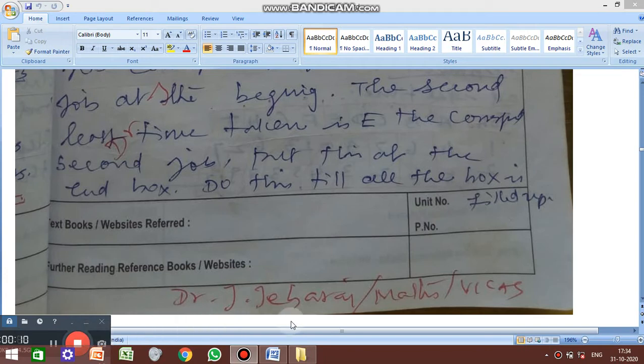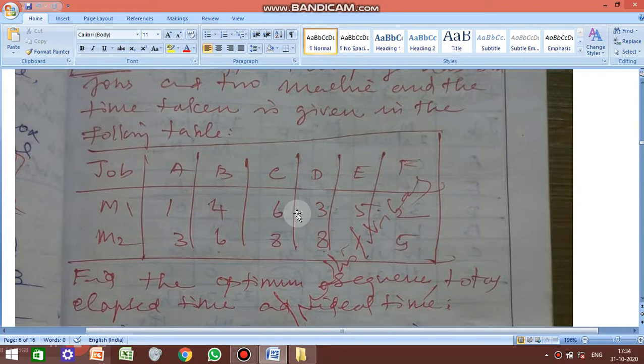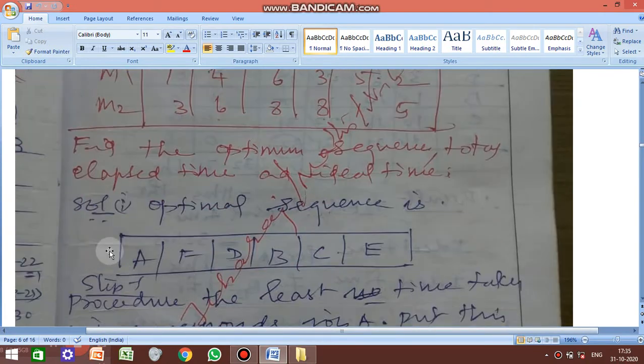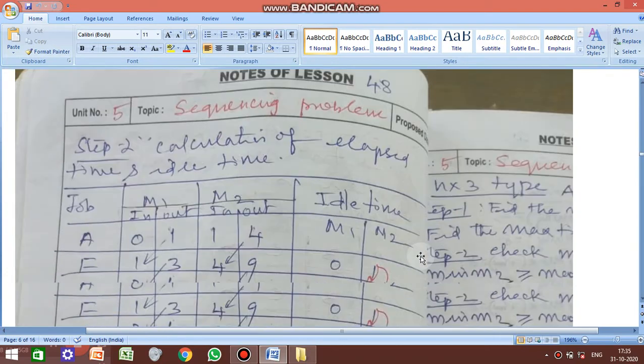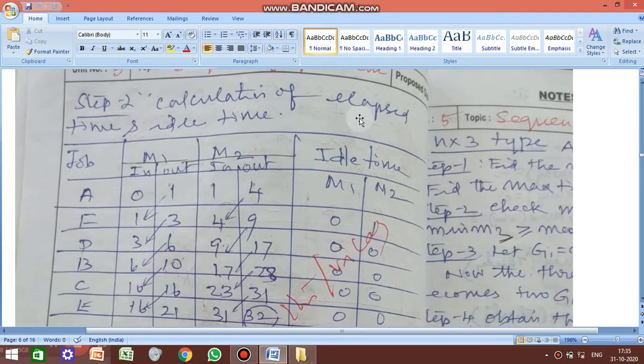Okay, students, this is the problem that I have already done in the other video. So this is the problem given to us, and this is the optimal sequence we got. On the way when I did the problem, time was over, so I went out. So let me continue about how to do these calculations of elapsed time and idle time for the given problem.